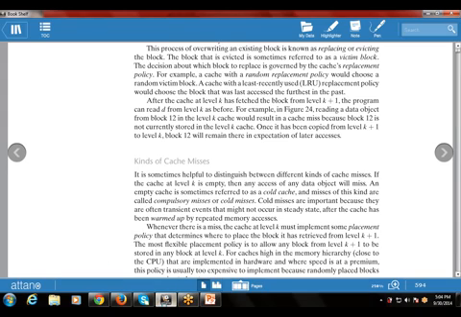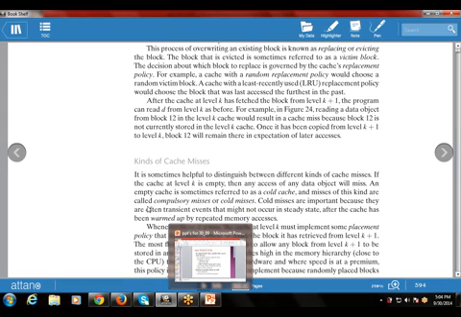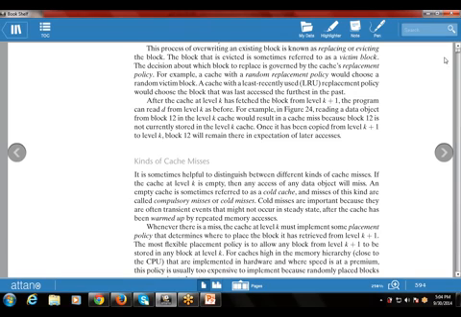Now let's take a 5 to 10 minute break and then come back starting with the kinds of cache misses. So let's take a 5 to 10 minute break.